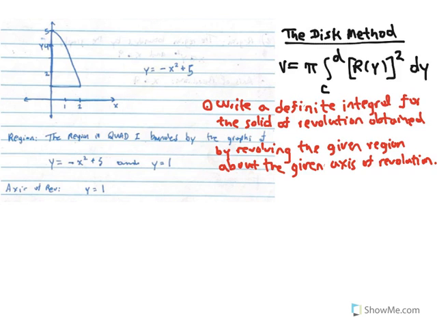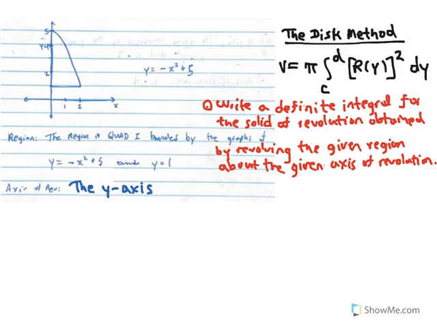This is a problem that we did yesterday, but we're going to change the axis of revolution. Yesterday, the axis of revolution was the horizontal line y is equal to 1. Today, we're going to change it so that the axis of revolution will be the vertical line x is equal to 0. We can also say the y-axis, because the vertical line x is equal to 0 is, in fact, the y-axis.